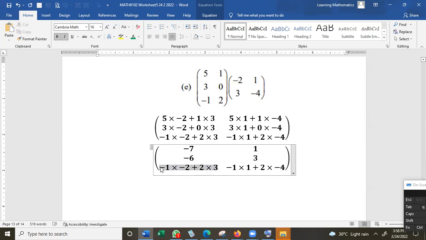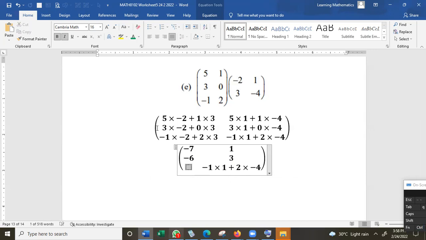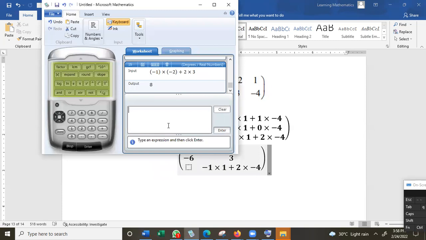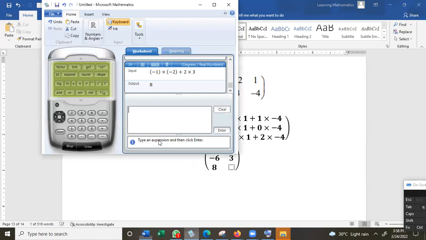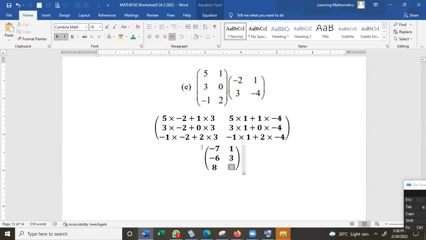And without further ado, Control X, Control V, hit enter, and Control X, Control V, negative 9. Okay, so that's how you multiply matrices.